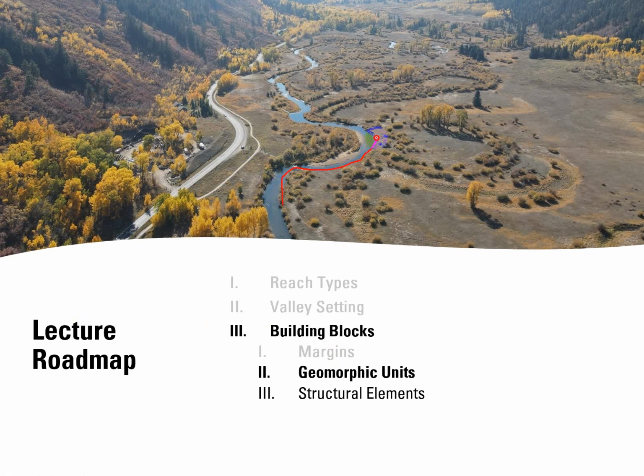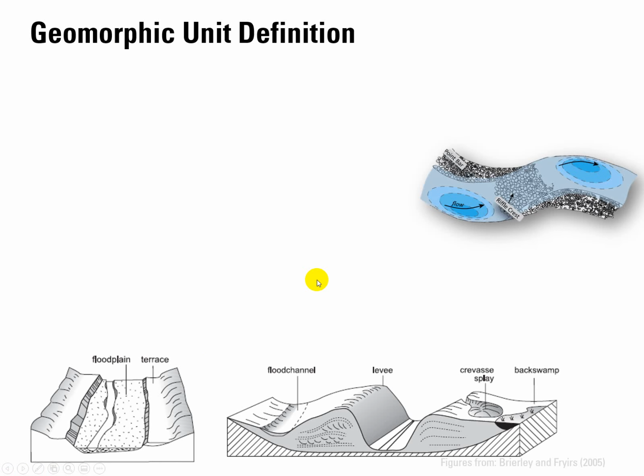I might call the channel one geomorphic unit, and then I might call, let's say, not great on my color choice here, right? But I've got these big floodplain areas, right? And so these things would get mapped as polygons. And so it's important for you to understand what we call those things.